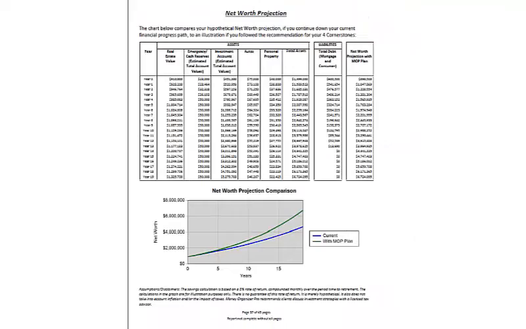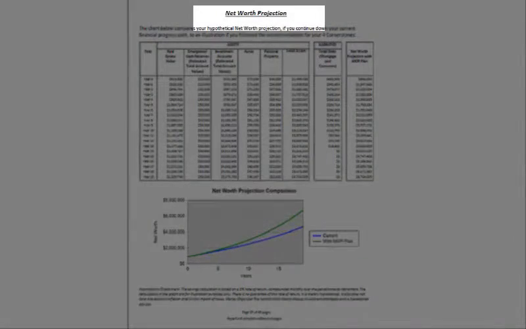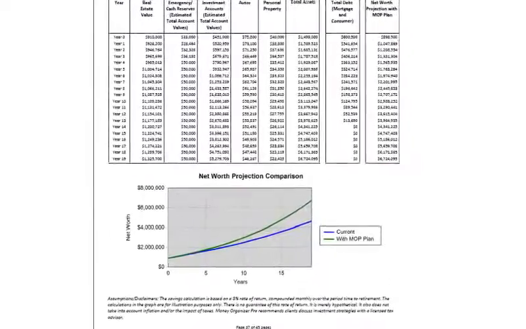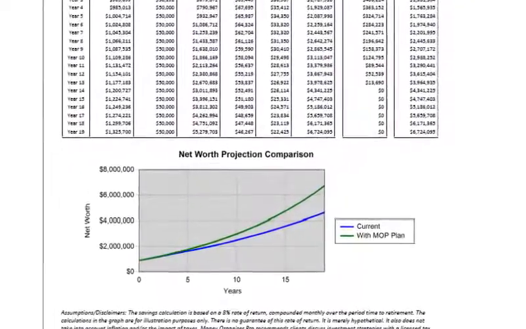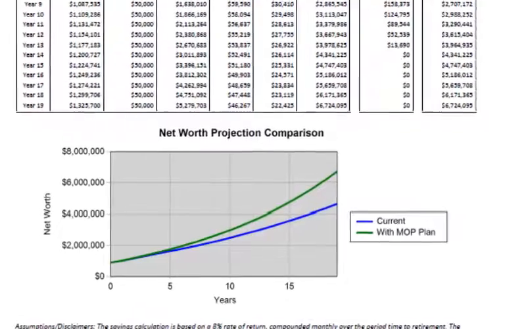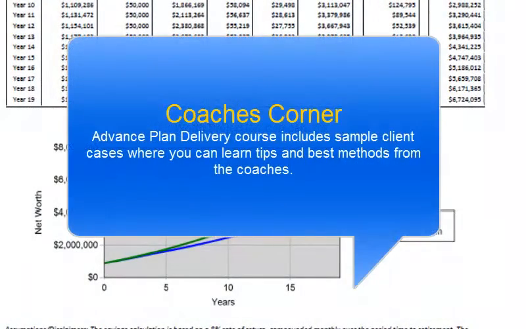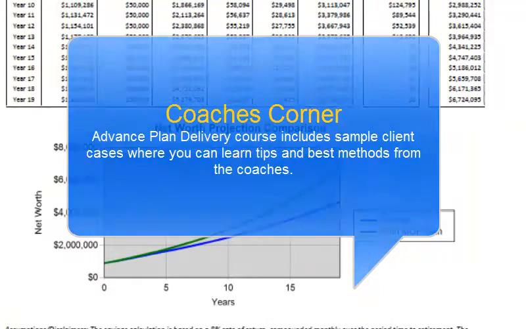And then we come to the real benchmark of the wealth opportunity, the net worth projection page. I spend the right amount of time on this page because it's also the page I'll be using each year for my gauge as to whether we're on track or not. In the advanced plan delivery, I go through a client case where they really understood the value of the Money Organizer plan more after their first annual review than they did in their initial meeting. Don't be surprised if that happens to you with many of your clients.